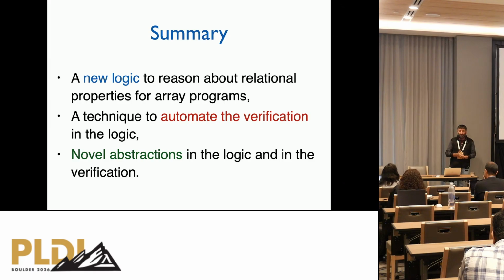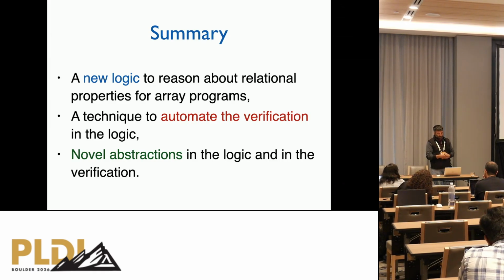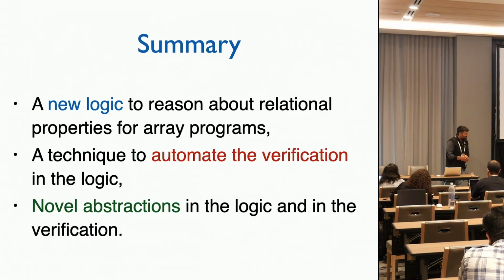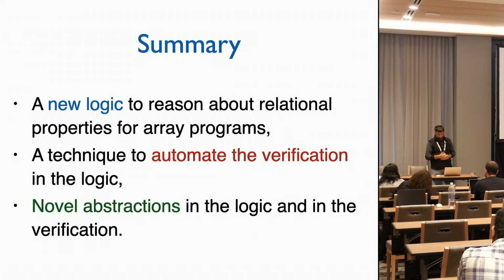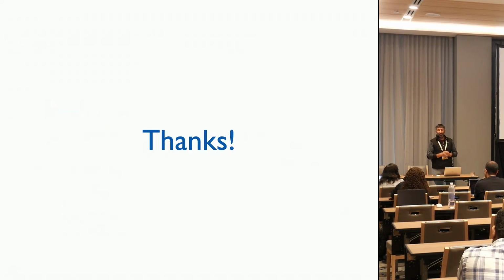All right, let me summarize. What I presented is a new logic for reasoning about relational properties for arrays, and a method to automate the verification in this logic. And I think the main contributions are really some novel abstractions, although I had to go fast on this, that we can use to reason about relational properties in an automated way. And with this, I'm done.